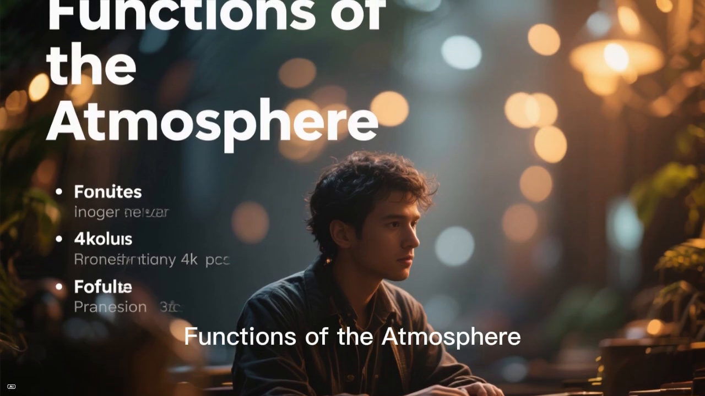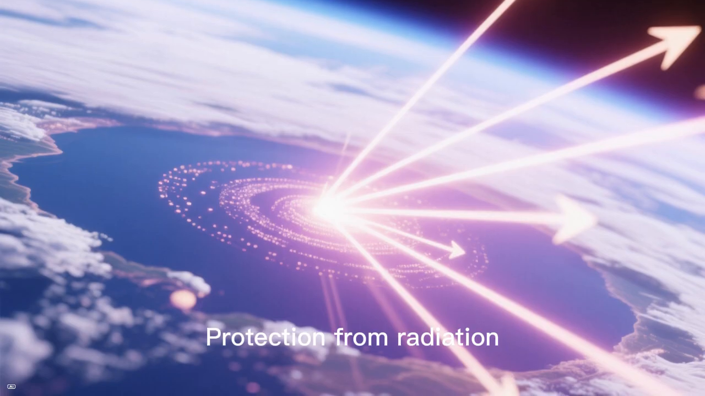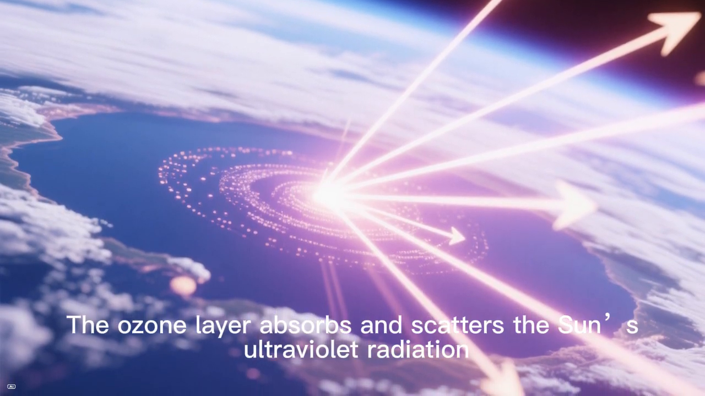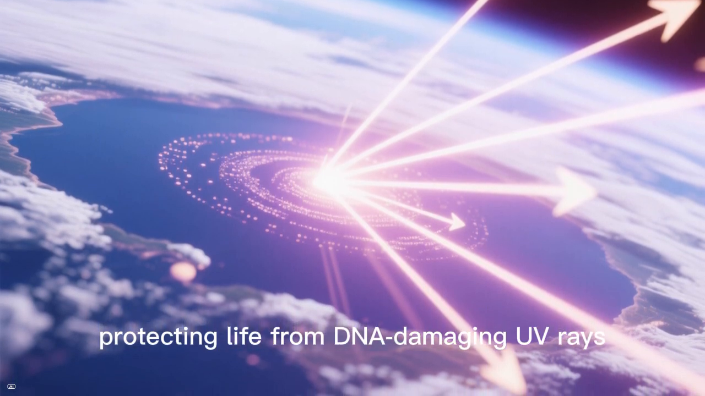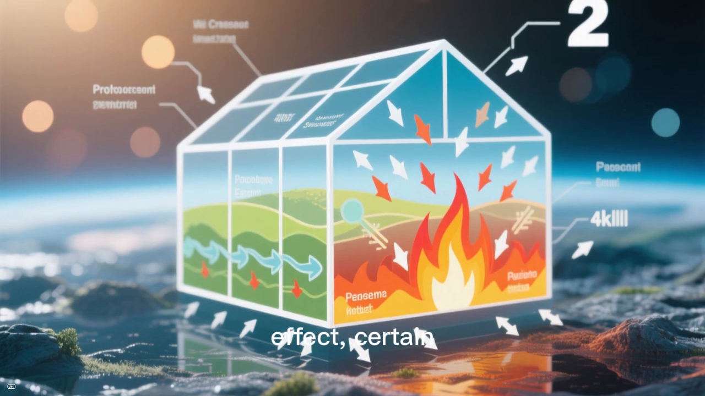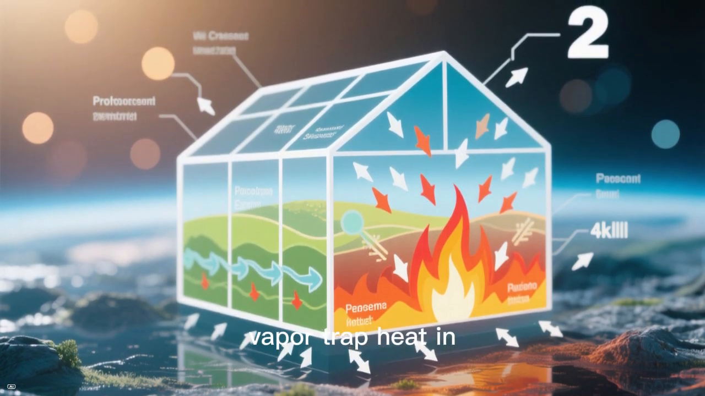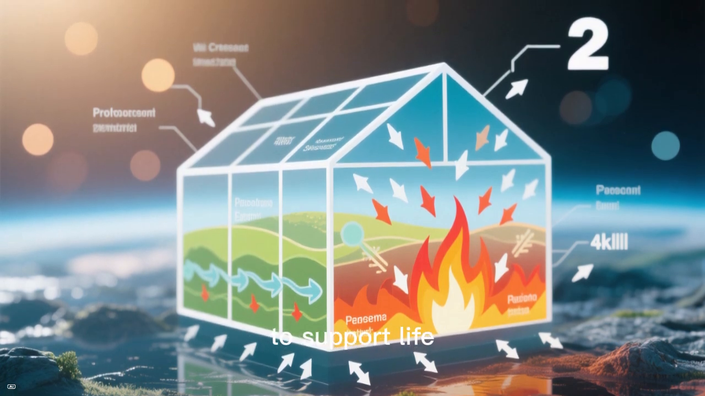Functions of the atmosphere. The atmosphere serves several essential functions. Protection from radiation. The ozone layer absorbs and scatters the sun's ultraviolet radiation, protecting life from DNA-damaging UV rays. Temperature regulation. Through the greenhouse effect, certain gases like carbon dioxide and water vapor trap heat in the atmosphere, keeping Earth's surface warm enough to support life.